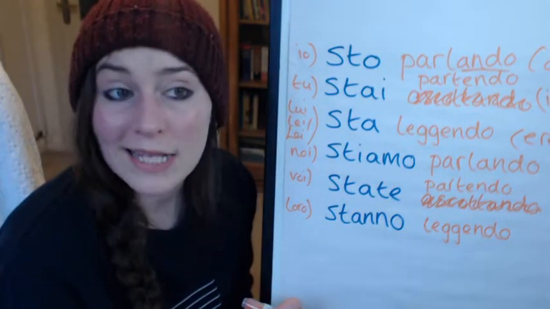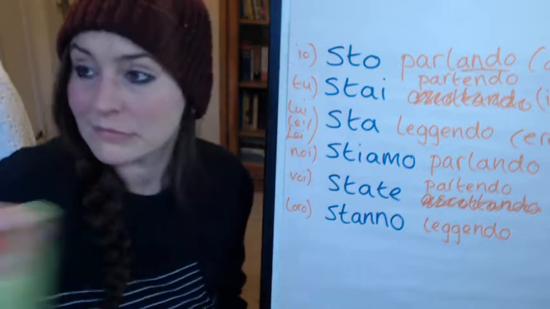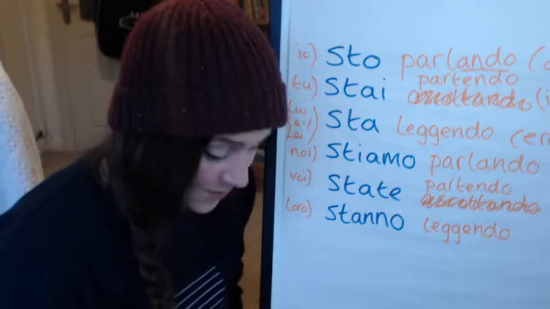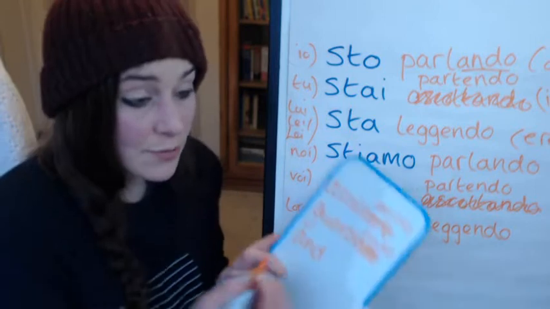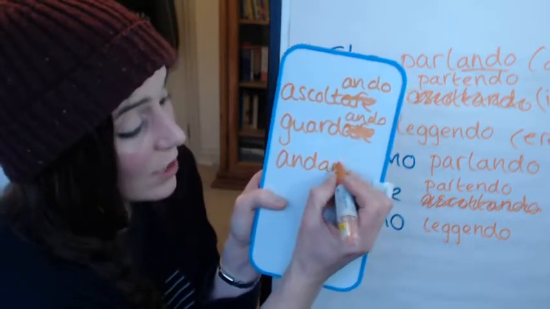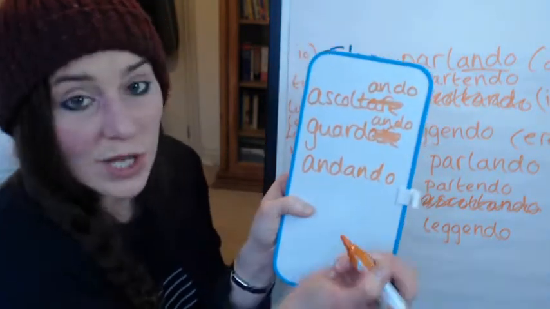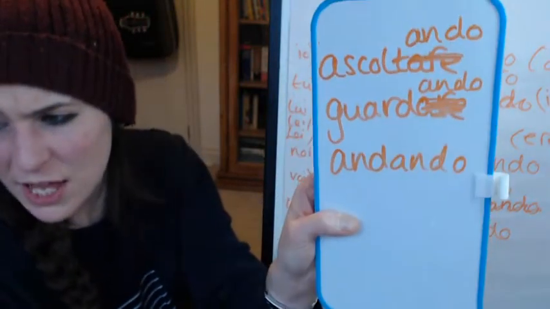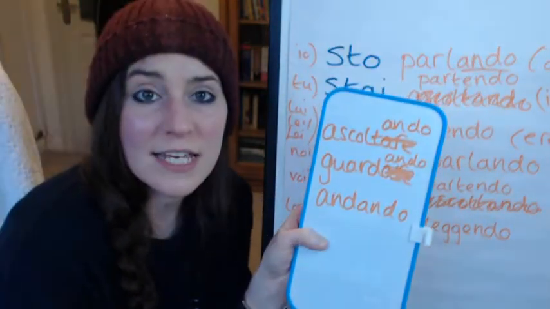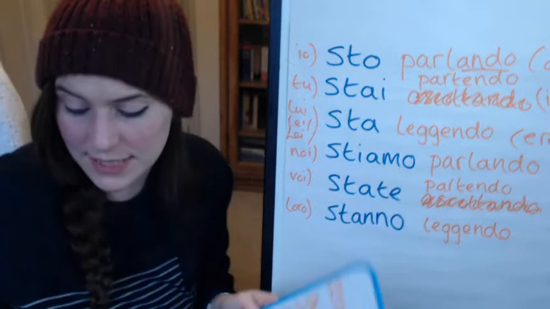Noi stiamo andando al cinema. We're going to the cinema. We're literally in the process of going right now. Sto andando. Stiamo andando. So ARE verbs: chop off the ending, add ando to it.